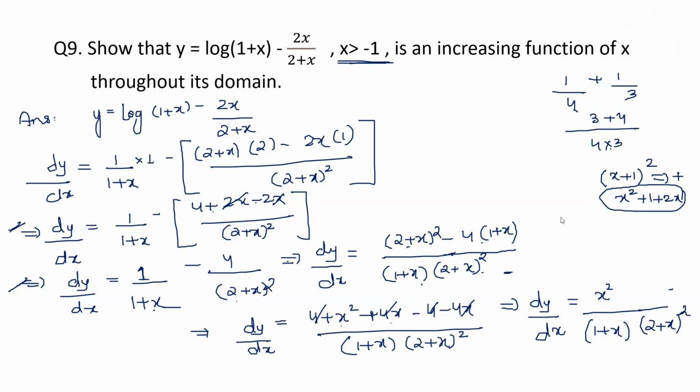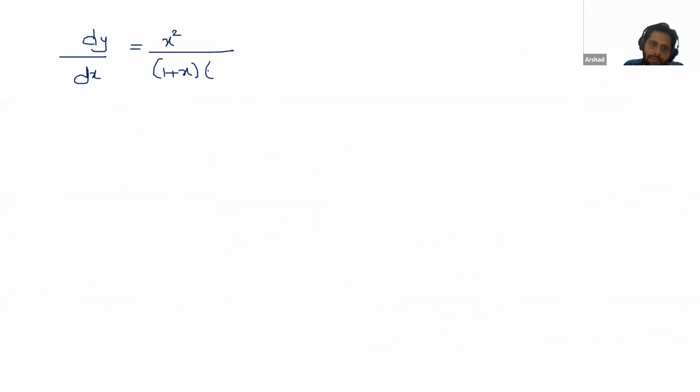So after that, no simplification? No, that I will do in the later steps. Is it fine till now? Yes. Okay. So we have this one, dy by dx, equal to x square by 1 plus x into 2 plus x whole square. Okay, we have this expression. Now we will analyze one by one.